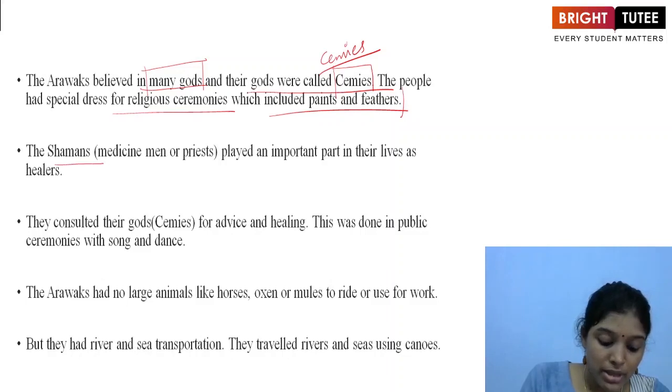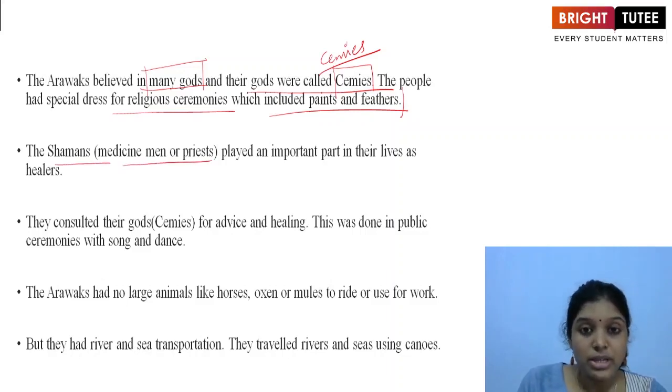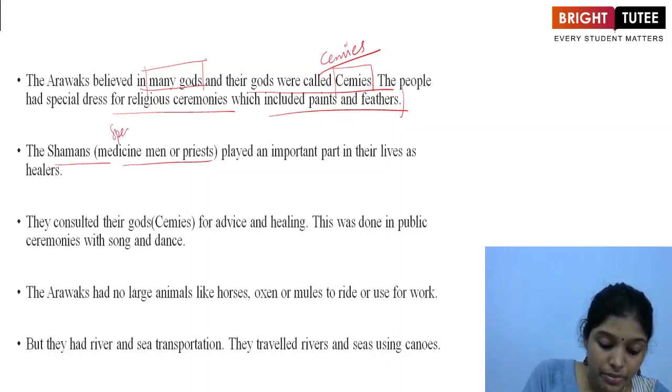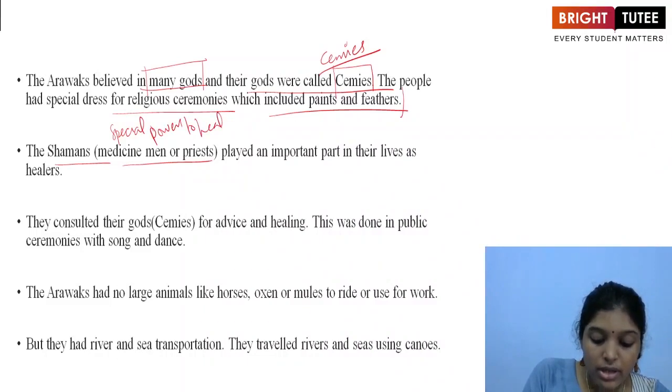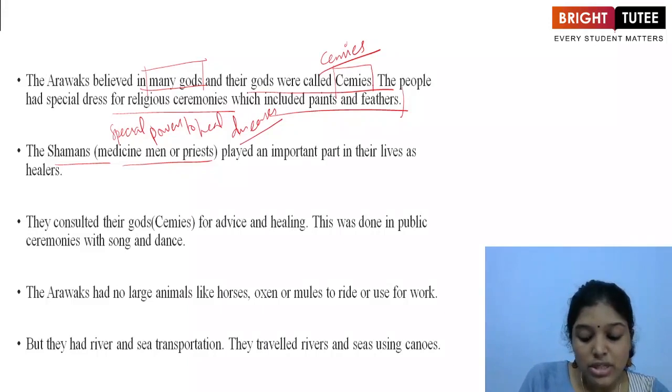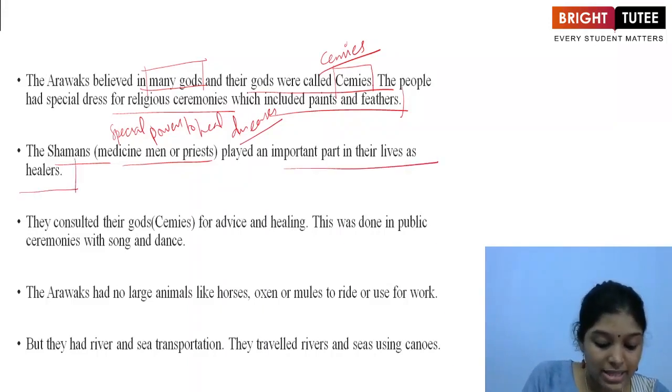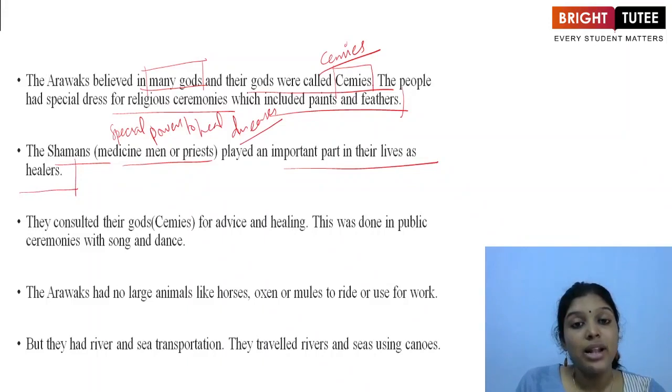And the shamans, that is medicine men or priests, are persons who had special powers to heal diseases or people who are sick. And these shamans played an important part in their lives as healers. So when anybody fell ill or was critical, the people of this Arawak culture went to the shamans, hoping that he would be able to save them from dying.